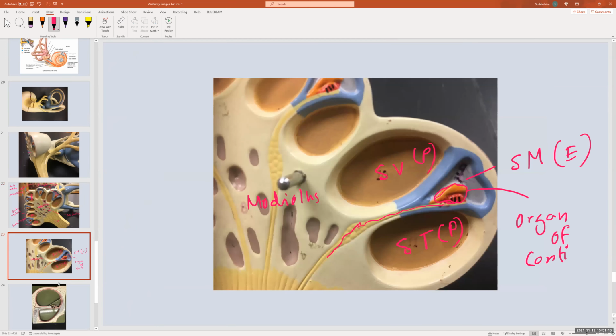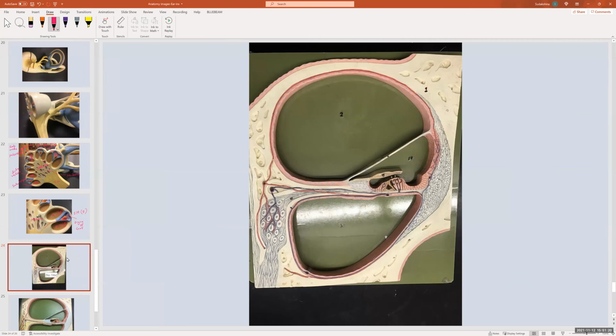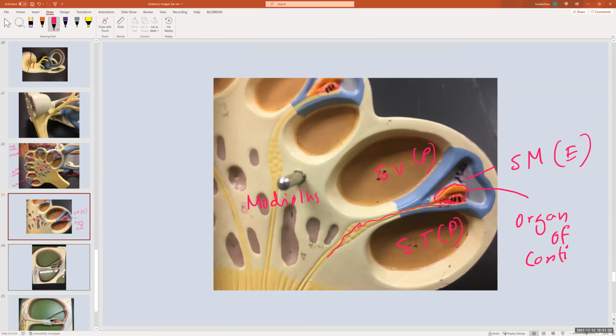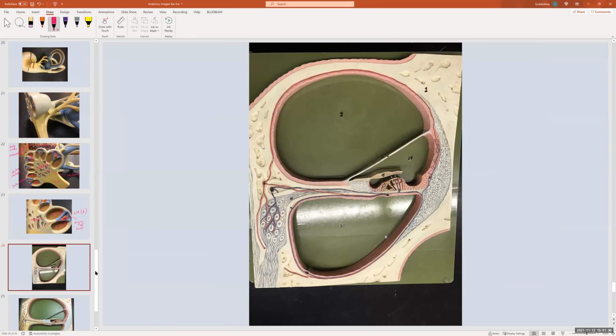Now the technology, so to speak: how the process of sensation happens, how we perceive and process sound waves. So this is a section of this part. Again, what we're looking at is a magnified view. So once again, scala vestibuli, scala tympani, scala media. This is the organ of Corti.